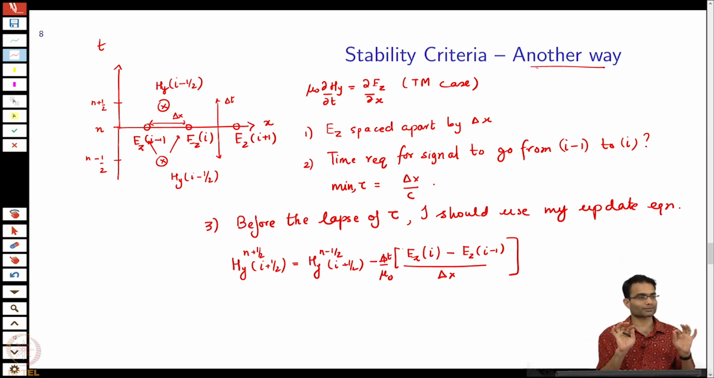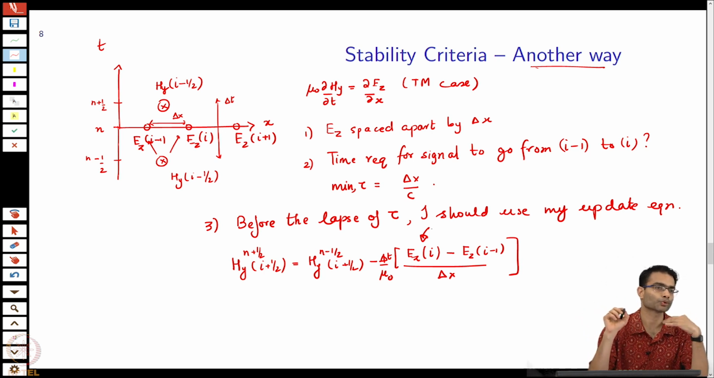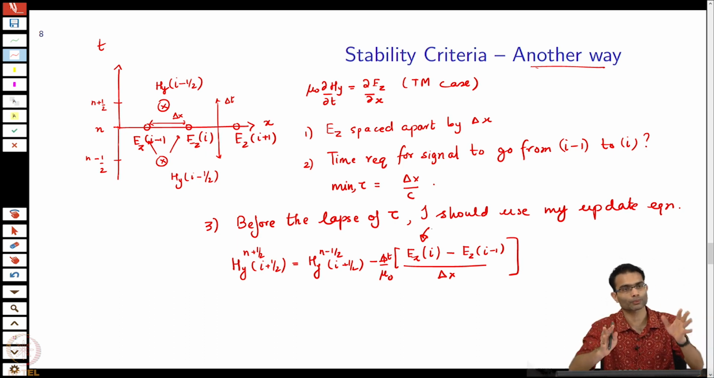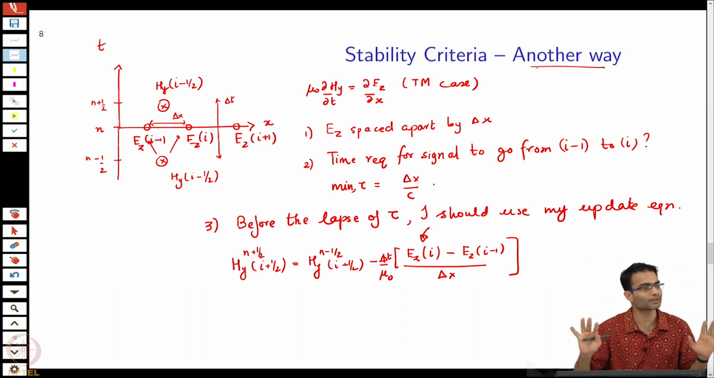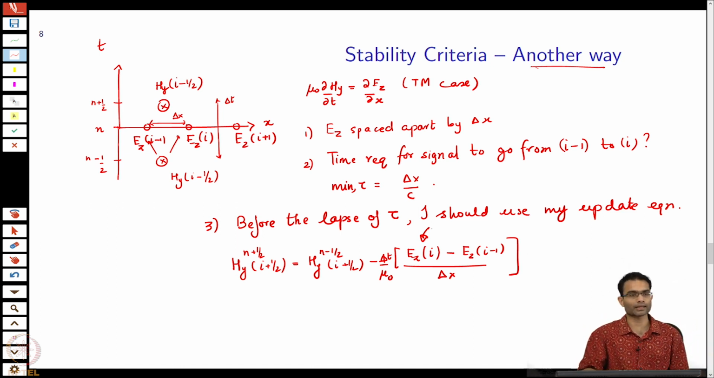So, now before this period of interval tau goes, I should use my update equation. Why? Because if I do not use this update equation, then this guy over here, Ez I, would have got a new value. So, I am using the update equation, but the value inside it is wrong. I would be using the past value of Ez over there. I do not want to do that. So, before the wave has physically gone, I want to quickly use my update equations while my variables are still faithful to the physics. My variable says Ez I minus 1, all at some time instant n.